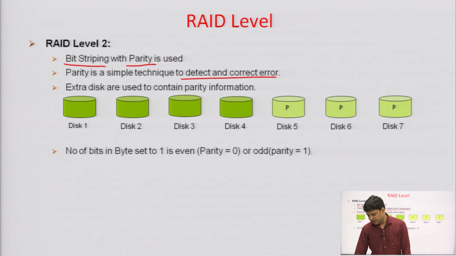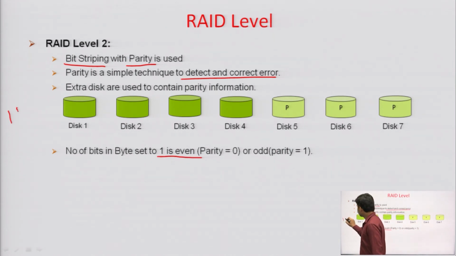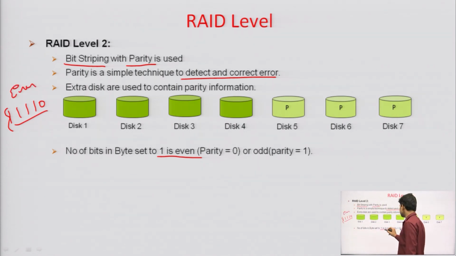How does this hold the parity information? Suppose the number of bits in a byte set to 1 is even, like if you are using 1 1 1 1 0. This is a byte set which has an even number of 1s. Then if your data has an even number of 1s, the parity will contain 0.